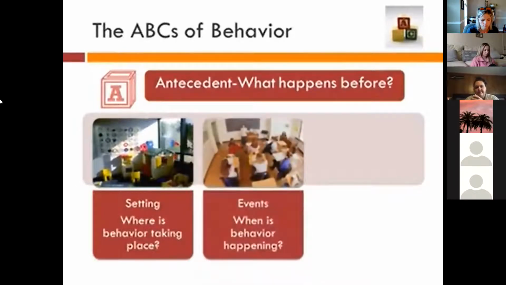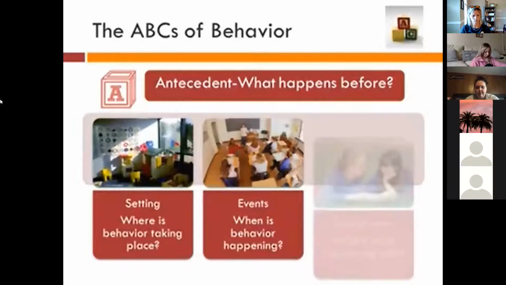The second element is events. When is this behavior happening? During what time of the day is this behavior occurring? Is it occurring during morning announcements? Is it occurring during group time, work time, during center time, during a meal or a snack? Sometimes we can figure out why a behavior is occurring if we can see what's going on at the same time as the behavior. If we can change one of those elements, sometimes the behavior goes away on its own as well.